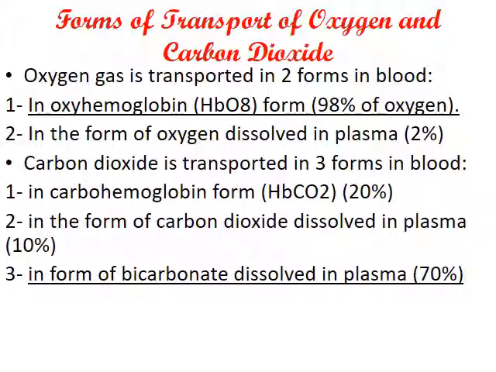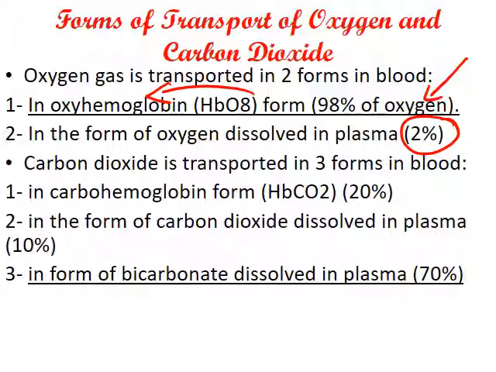First, oxygen is transported in two forms. The first one is in the form of oxyhemoglobin, HbO8. 98% of the oxygen is transported in this way. Also, oxygen can be transported in the form of dissolved oxygen in plasma, which represents only 2%. So most of the oxygen is transported in blood in the form of oxyhemoglobin.